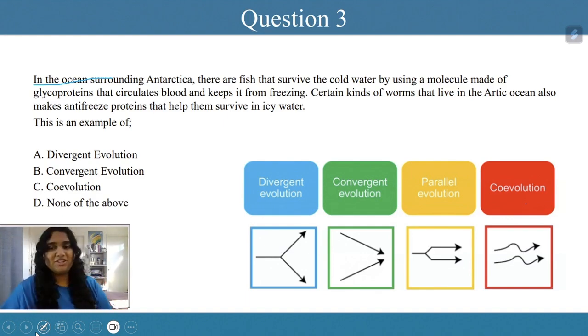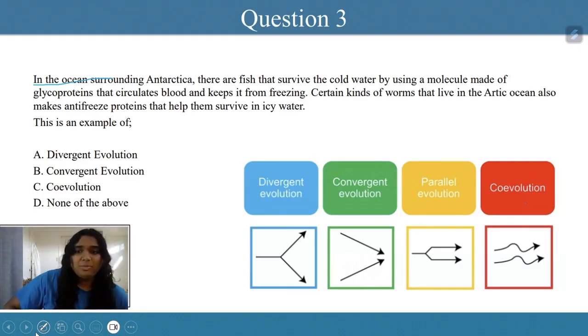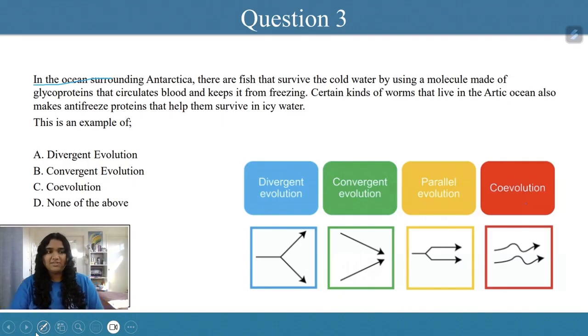Parallel evolution is where there are two organisms that have come from a common ancestor, but they've evolved to live in a very similar environment, so they form similar features as a result.